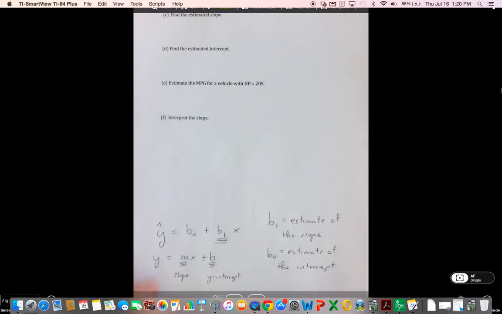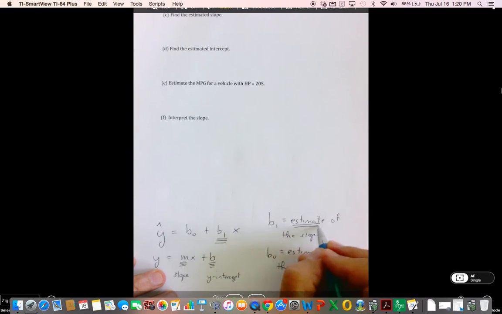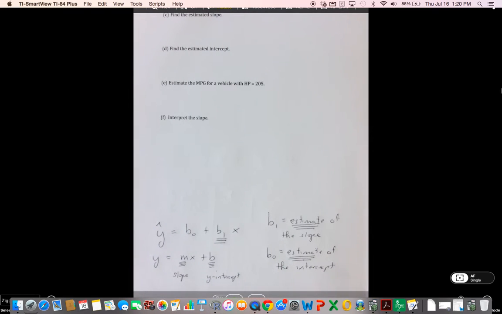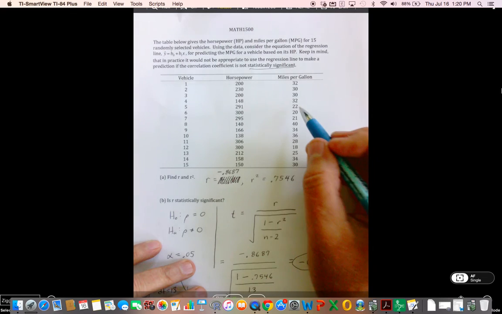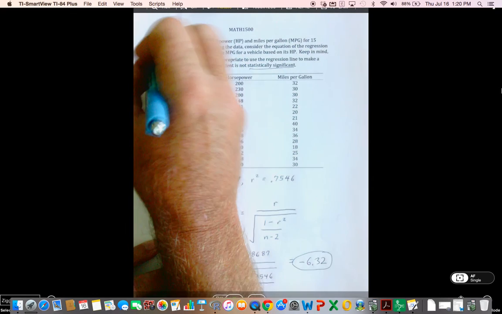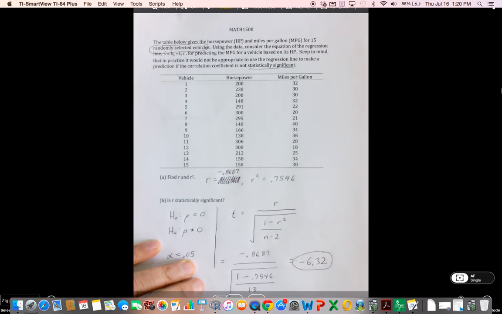Now, you're probably thinking, what's up with this estimate thing? What are we talking about, an estimate? We're going to get the slope. Why is it estimating anything? Well, guys, if you go back to the problem, it says that we have randomly selected vehicles. So what we're trying to do here is take the information from these 15 vehicles and generalize to all vehicles. That's what we did down here.